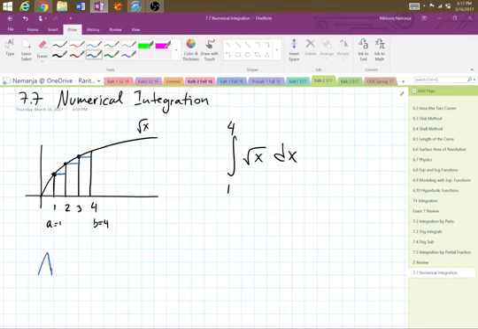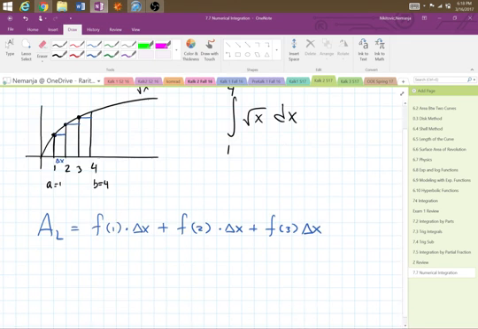So area L, which is the left hand, is clearly going to be the function computed at 1 times the delta x, which is the distance in between two numbers, in this case it's just 1, plus function computed at 2 times delta x, plus function computed at 3 times delta x. Now this is all from Calc 1. We are reviewing right now.